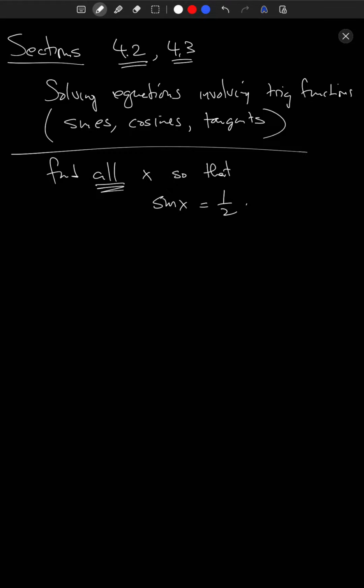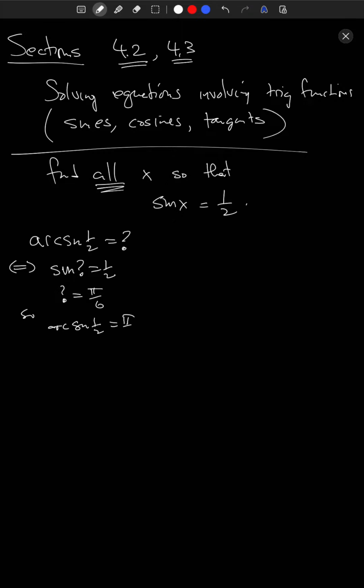This is different from the last section, 4.1, the inverse function section, where we often had to do the same idea. In the last section, if I was asked what's arc sine of 1/2, the way we presented it was that this is the same as asking sine of what is equal to 1/2. And then we said, well, we've memorized it, it's pi over 6. And so arc sine 1/2 is equal to pi over 6. And then we were done.